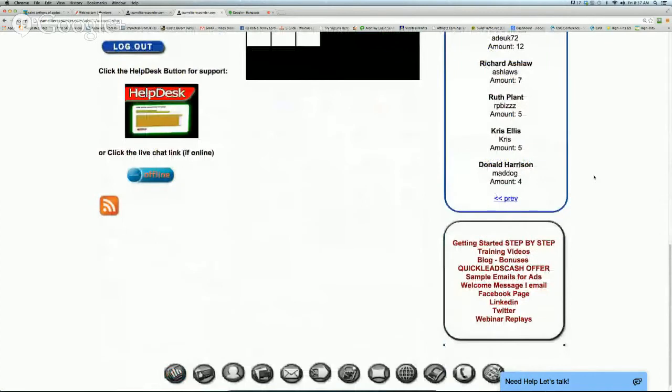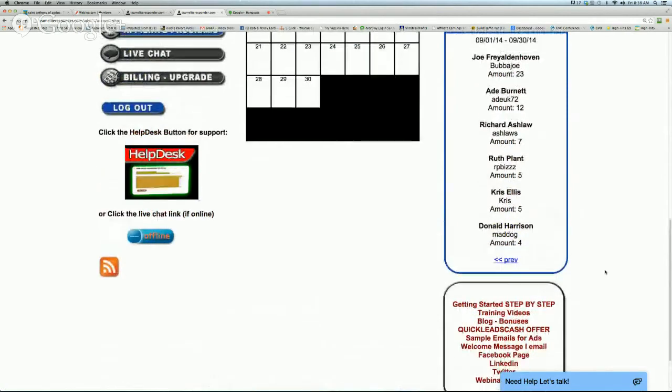And then the other thing that's most important is these are all the information links that you really need to get. One is this one to get started. That's a step-by-step. All the training videos are there. The bonuses are here. That's kind of like a special offer, change from week to week. Sample emails for all the different ads that we'll be talking about, the welcome message that I send out to new members, then our Facebook page, our LinkedIn page, Twitter, and webinar replays. So everything that you need is going to be right here at your fingertips on the dashboard.